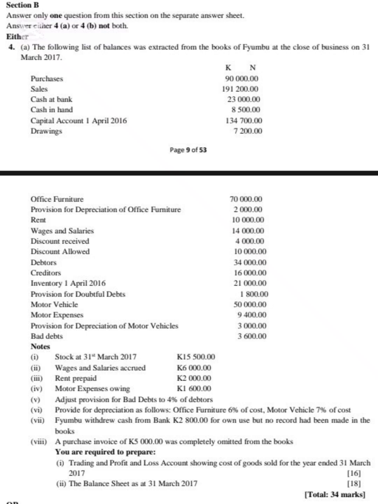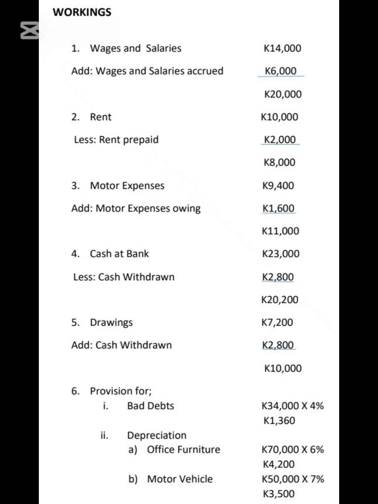So here, Fyombo withdrew cash from the bank 2,800, meaning that it is going to affect the cash which is at the bank. So the cash at bank is 23,000. Then the cash withdrawn was 2,800, meaning that the cash at bank should reduce by 2,800, which should give us 20,200. I hope you have understood on that one.